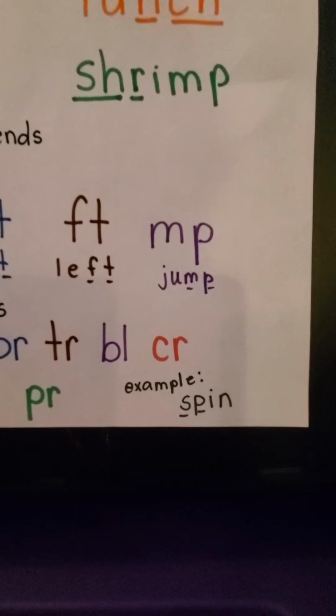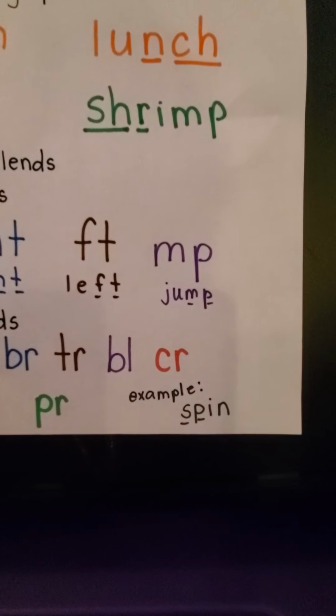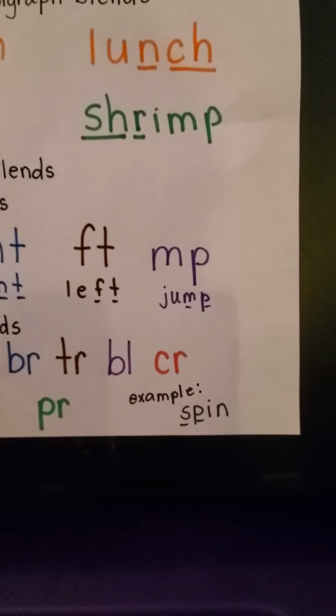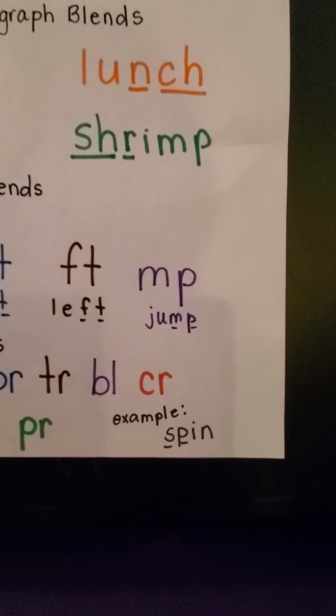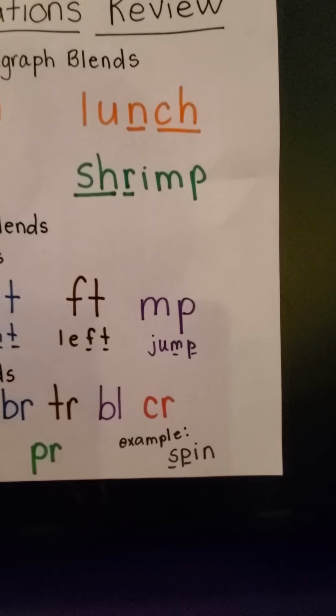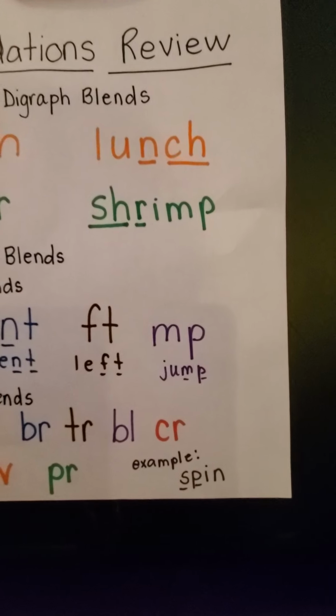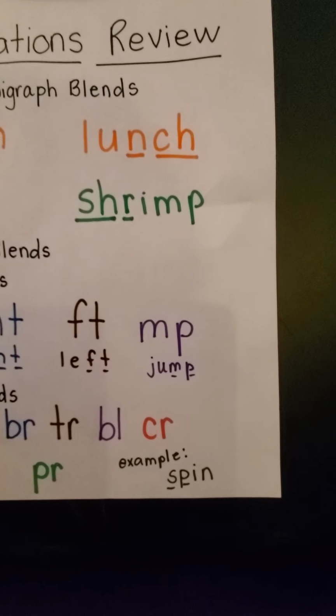And then I have an example there, spin. The SP is the consonant blend, so I underline S and P separately. If it was at the end of the word, like in jump, then you underline it at the end separately.